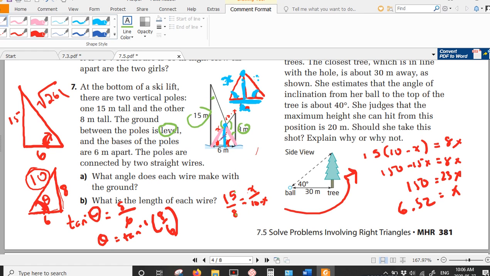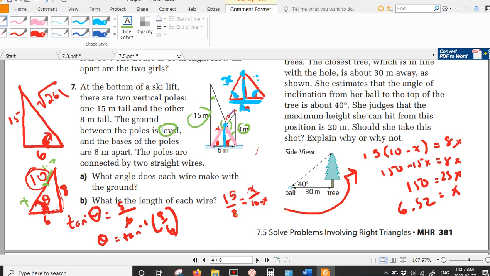Now, this might be a little confusing: label this as x, and label this as 10 minus x. Why is that? Because if I look at this triangle, it is the same as this triangle, isn't it? Which means at some point here is where they intersect. So if I label this as x, then the rest must be 10 minus x, right?